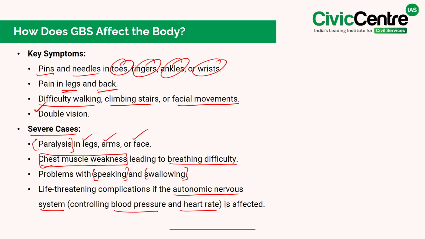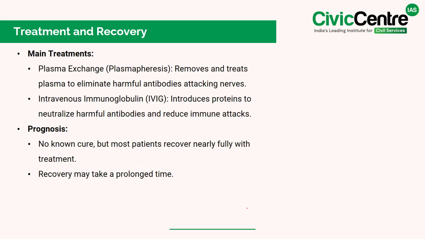Now, in terms of treatment, there is no definitive cure for this disease. However, various medical interventions can significantly improve recovery prospects. Among the primary treatment options, plasma exchange, which is plasmapheresis, is commonly used to remove and treat plasma, thereby eliminating harmful antibodies that attack the nerve cells. Similarly, another effective therapy is intravenous immunoglobulin, which involves the introduction of proteins to neutralize harmful antibodies and therefore reducing the immune system attacks on the nerves. Both treatments aim to control the immune response and facilitate nerve regeneration.